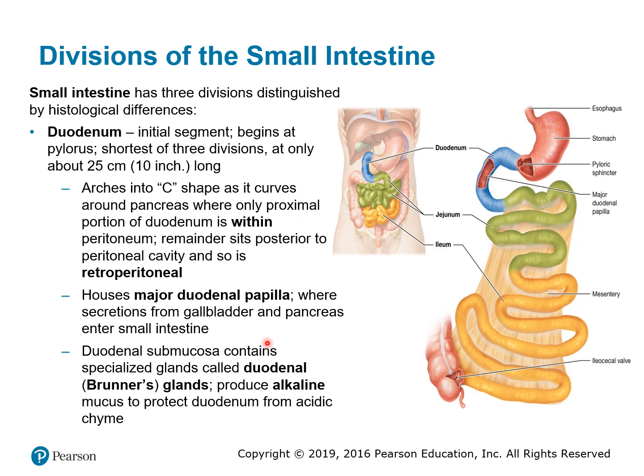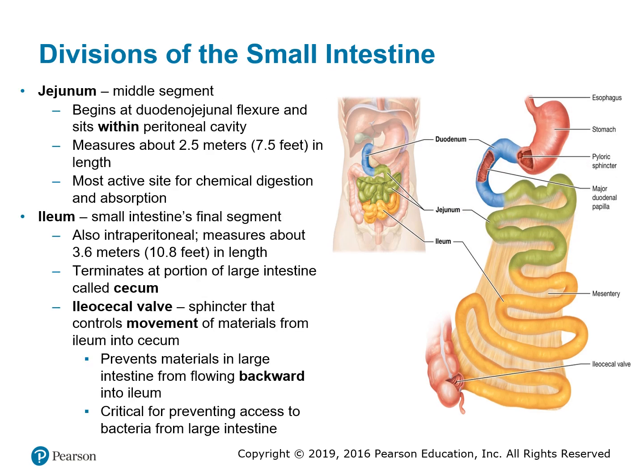The duodenum submucosa contains specialized glands called duodenal or Brunner's glands. They produce alkaline mucus, meaning a basic mucus, to protect the duodenum from the acidic chyme that is coming from the stomach. So it produces a basic substance to help neutralize that acidic substance, the chyme that comes from the stomach. So that is the duodenum, the first part of the small intestine.